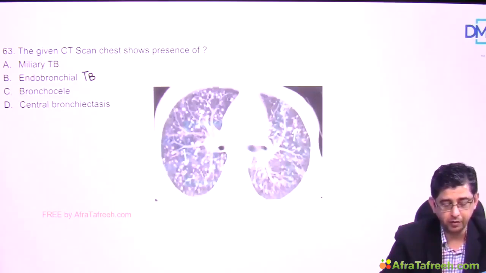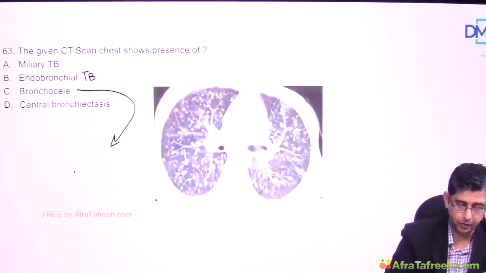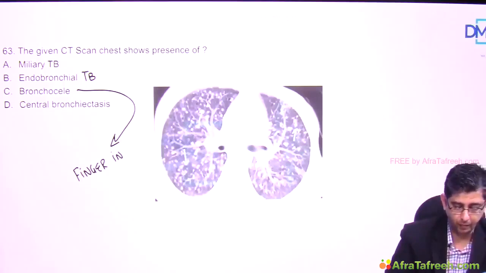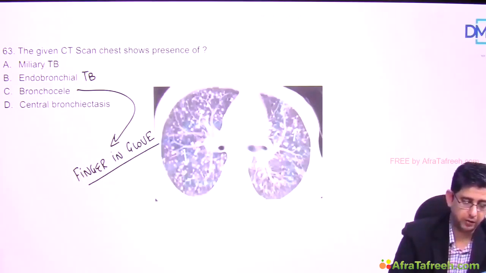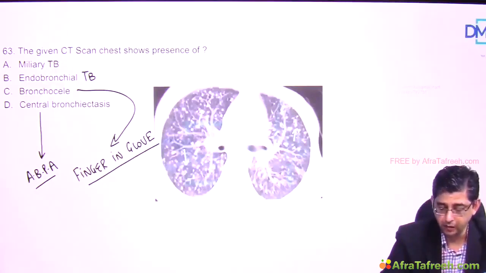Finger in glove sign is a feature of bronchocele, well, not demonstrated here. Bronchocele will show a radiological finding of finger in glove sign, not present in this one. And central bronchiectasis is seen with allergic bronchopulmonary aspergillosis. But in bronchiectasis, we will be able to see centrally dilated airways. Here, the tracheobronchial tree looks pretty decent.